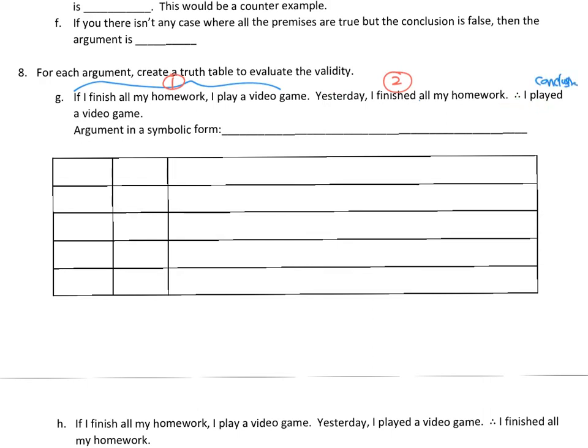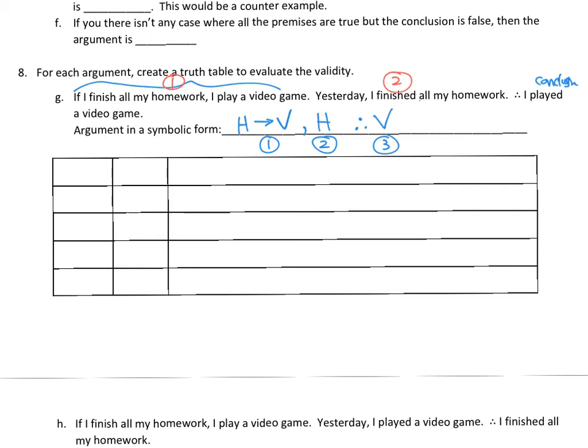Okay, so it's symbolic form. Let's translate the first statement into symbolic form. If I finish all my homework, then I play video games. So homework, then video game, right? So H is homework, V is a video game. It says if-then statement, so H implies V. Another premise is I finish all my homework, so H. And the conclusion is therefore I played a video game, this V. So my premises are H implies V, H, and my conclusion is V.